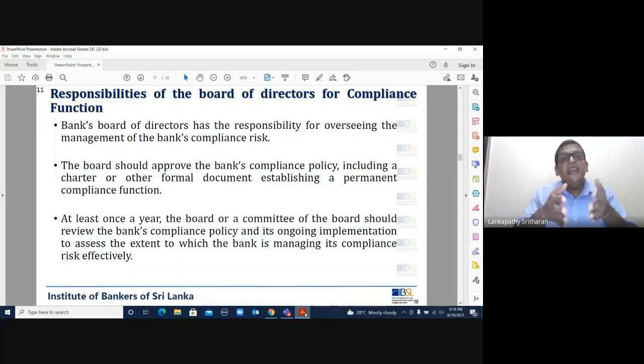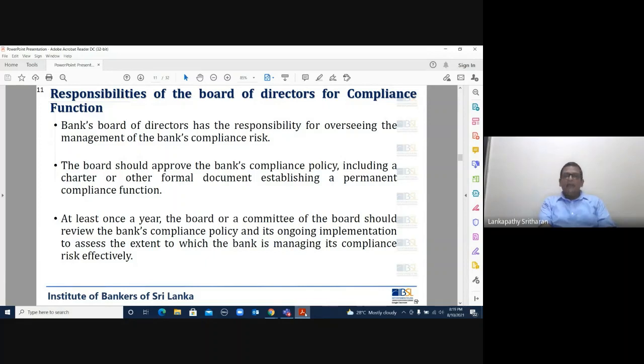They may share their duties and powers with others, but the ultimate responsibility is with the board of directors. Likewise, for the compliance functions also, the ultimate responsibility is with the board of directors. And the board of directors has a responsibility of overseeing the management of the bank's compliance risk. That is important.